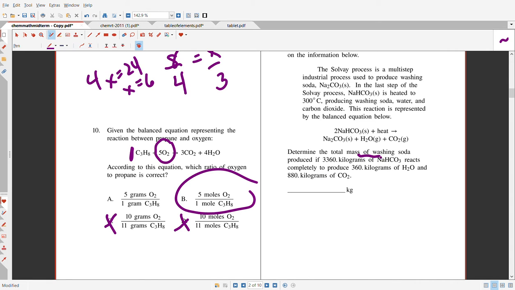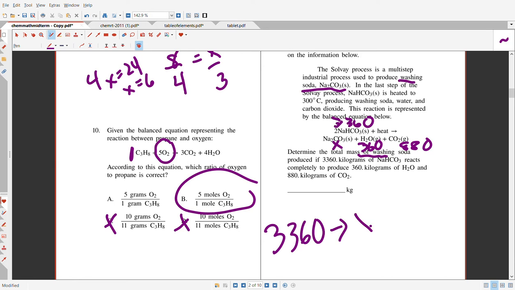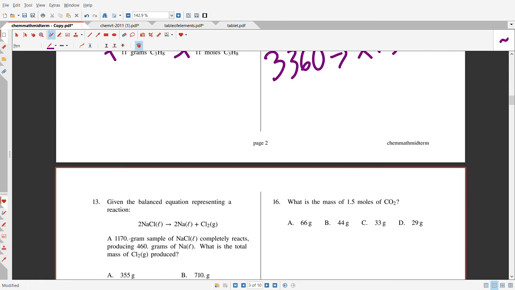Now here's another one. Determine the mass of washing soda. And it says here washing soda is this guy, so I'm going to put X over here. But it gave me 3,360 of him. And they gave me 360 of water and 880 of CO2. So if you notice, on the left you have 3,360, and on the right side of the arrow you have X plus 360 plus 880. So you're just solving for X. And I'm not going to do the math because the answers are at the end.